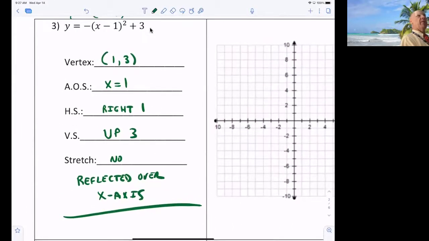You're going to find out in a minute. This -1 means that it shifted to the right 1. This +3 means it shifted up 3. Or you can be brilliant and say the horizontal shift is just the x coordinate of the vertex and the vertical shift is the y coordinate. That's how easy that is.